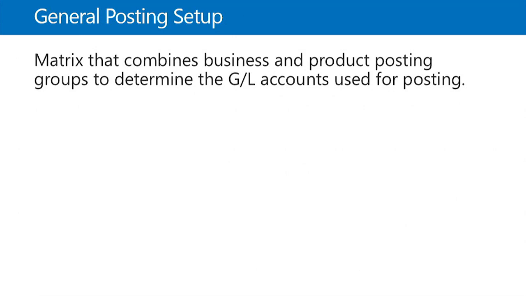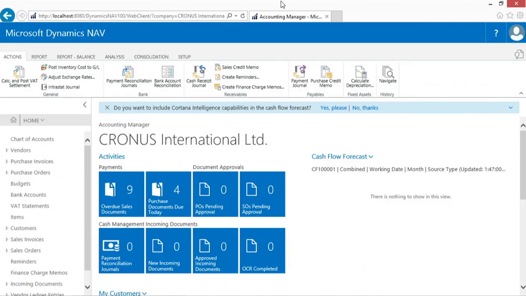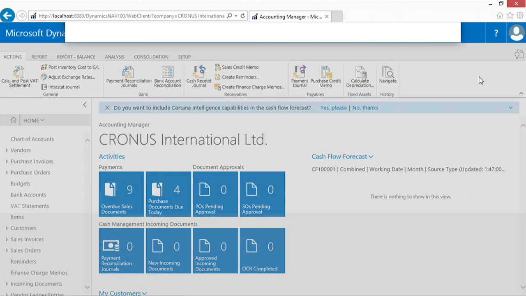This is something that we do in the general posting setup, and the posting setup is a matrix that combines, like I just said, the business and product posting groups to determine the GL accounts used for posting. So we have sales GL accounts, purchase GL accounts, but also prepayment, discount GL accounts, and so on. Let's have a look at how this can be done in the application. Here in the application, I will go to the general posting setup.